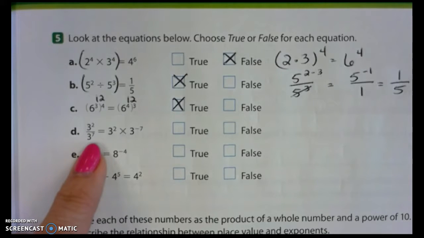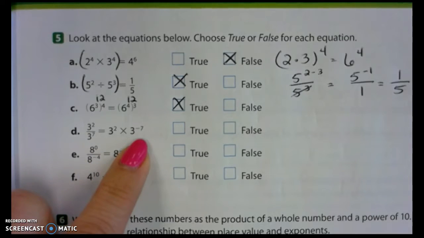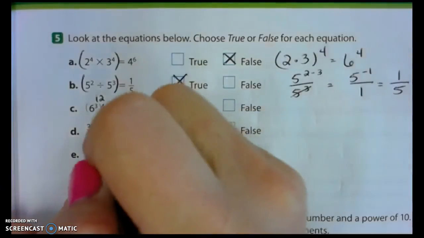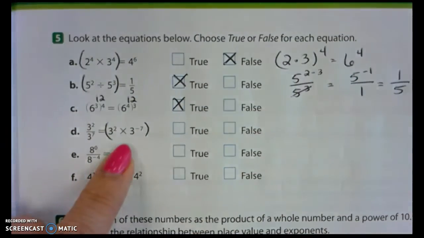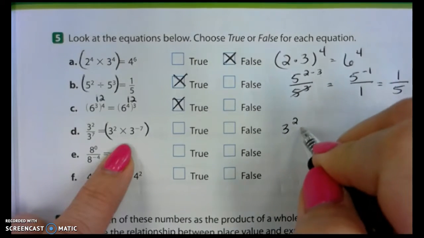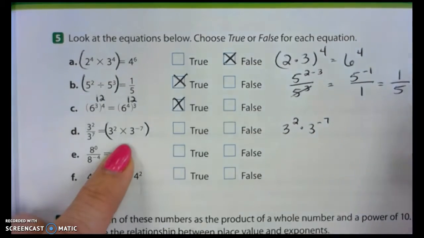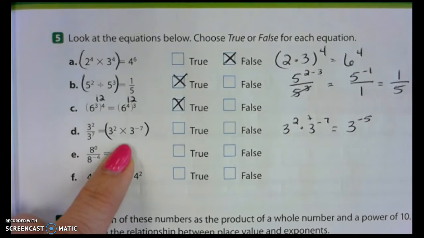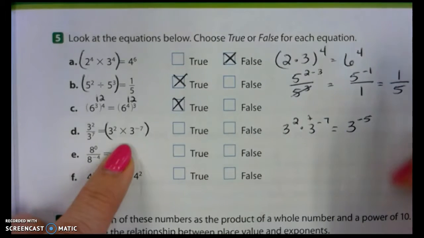On D, 3 squared divided by 3 to the 7th, is that equal to 3 squared times 3 to the negative 7? Neither of these are in simplest form. I'm going to start with this one. 3 squared times 3 to the negative 7. I'm going to keep that base, which is 3. I'm going to add the 2 plus negative 7 to get negative 5, which becomes 1 over 3 to the 5th.